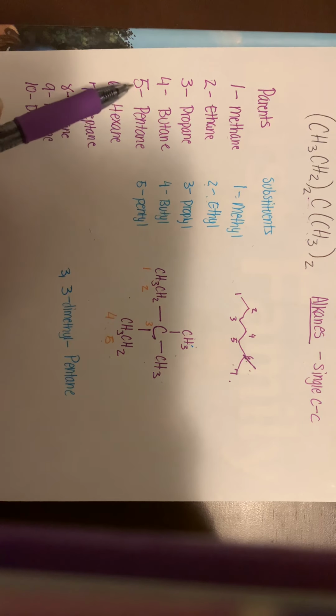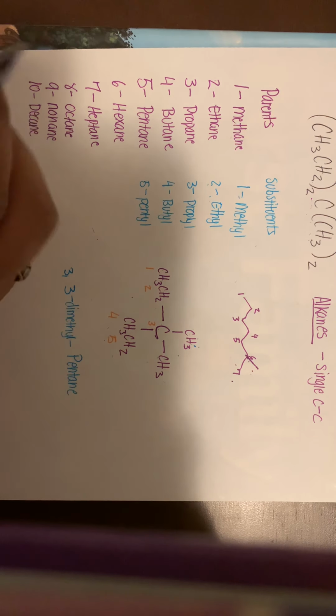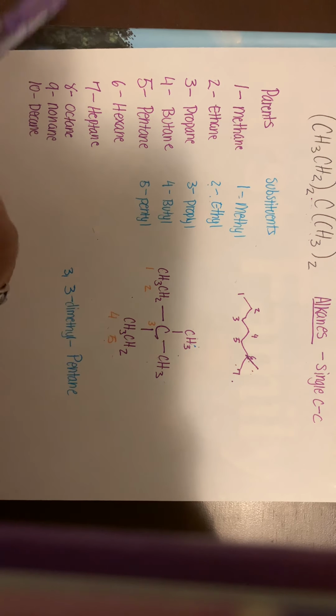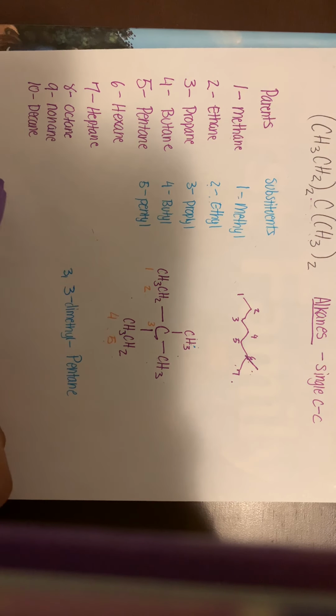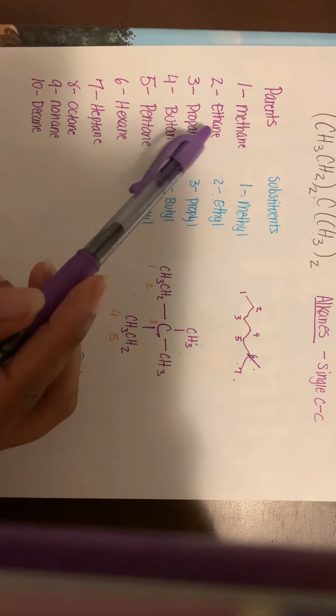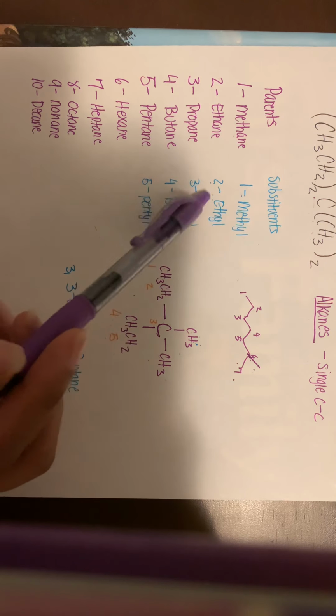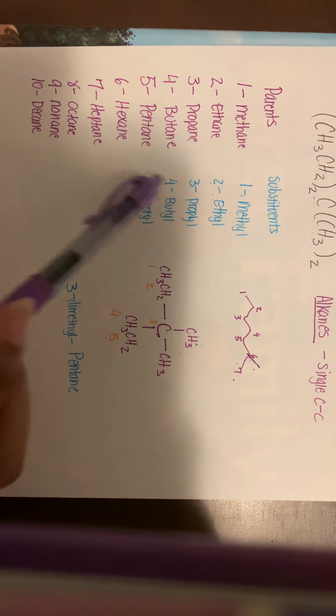Looking over at the list, 5 is pentane, so you put pentane down. The substituents go before the parent chain. The parent chain is the last thing you name, and the substituents go in front of it, alphabetized. For example, ethyl would go before propyl, and ethyl would go before methyl, because E comes before M, and E comes before P. You get it?